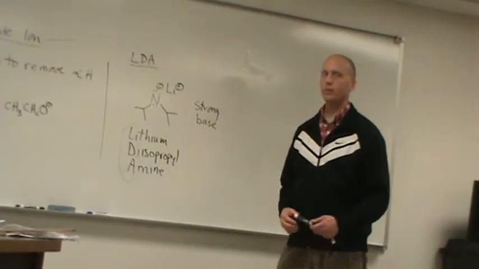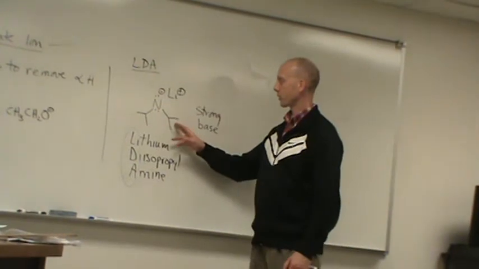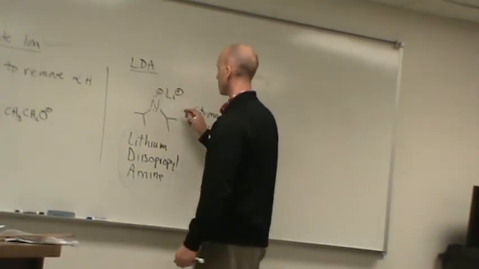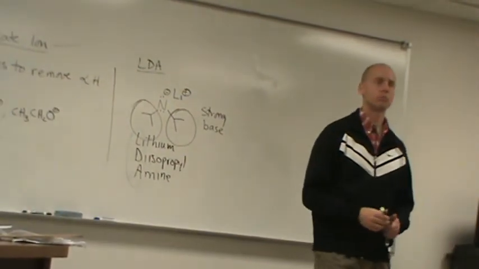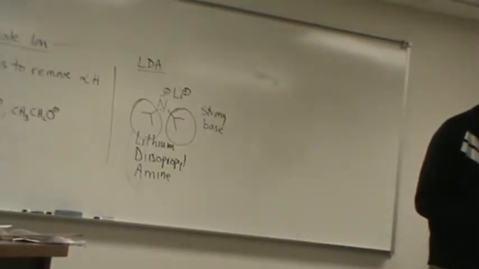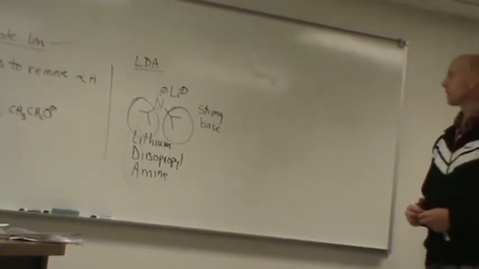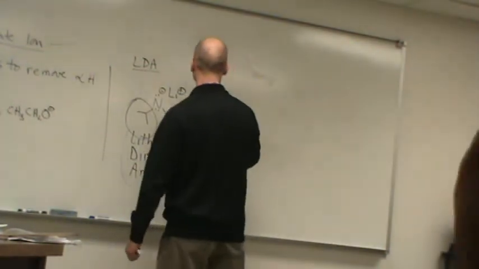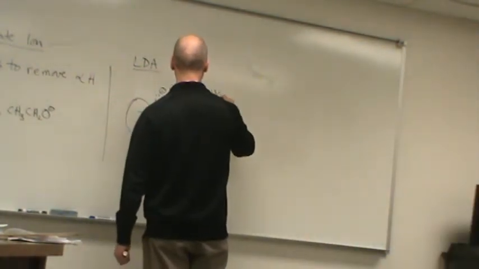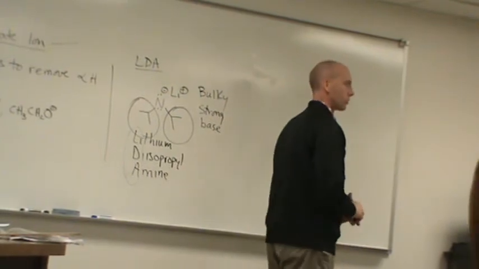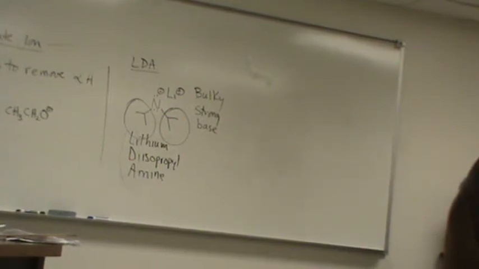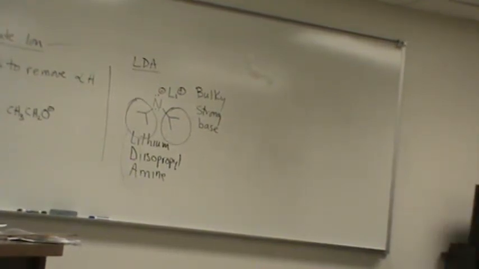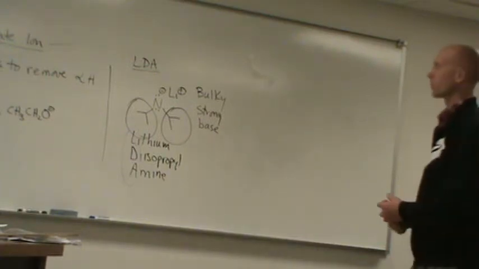Okay, so that's the first characteristic. Second characteristic are these isopropyl groups. These have a lot of volume to them. Big, bulky. So here we have a bulky, strong base. What's one of the properties of a bulky, strong base? You got sterics. Let me give you some help. That's what I'm looking for.